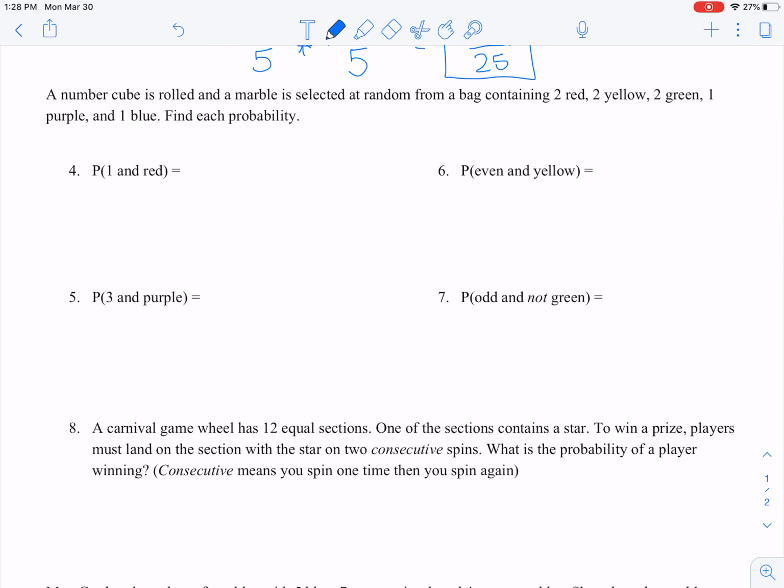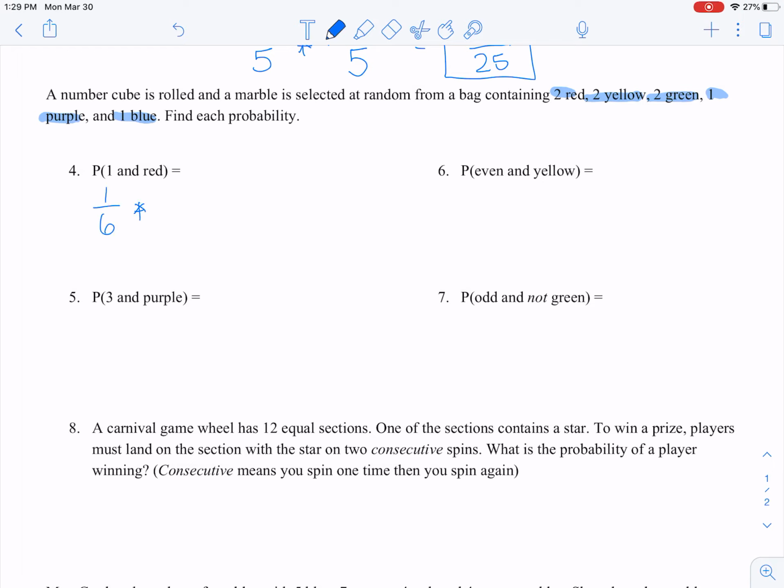Number 4, a number cube is rolled and a marble is selected at random from a bag containing 2 red, 2 yellow, and 2 green, 1 purple, and 1 blue. Find each probability. Probability of getting a 1 and red. So we know that a number cube, which is a dice, is rolled, and we know that the number 1 is 1 out of 6 times.